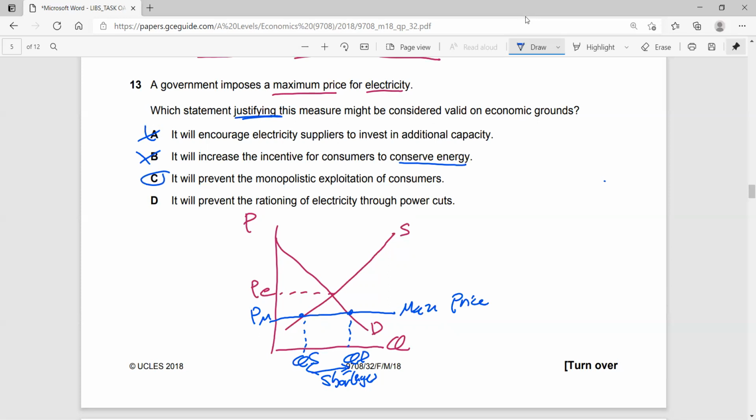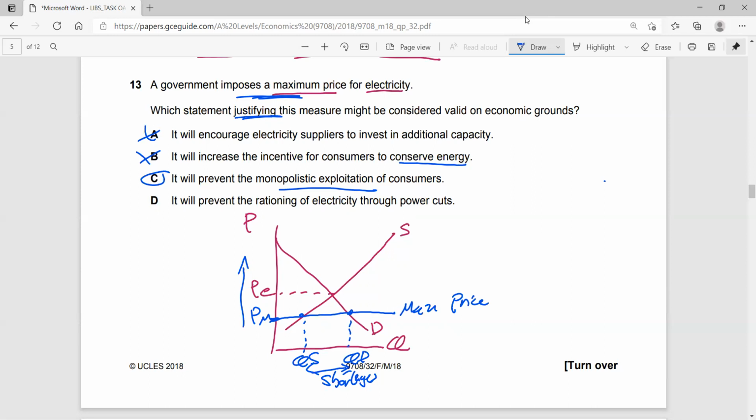So which statement is in favor of imposing a maximum price? And that's true. You can't have monopolistic exploitation where prices are really hiked up or raised by a lot, because there's a ceiling, there's a price ceiling, a maximum price. The price will be low. It can't be dragged up to be really high, which could happen otherwise. So that's a good argument. That's an argument which can justify this measure.